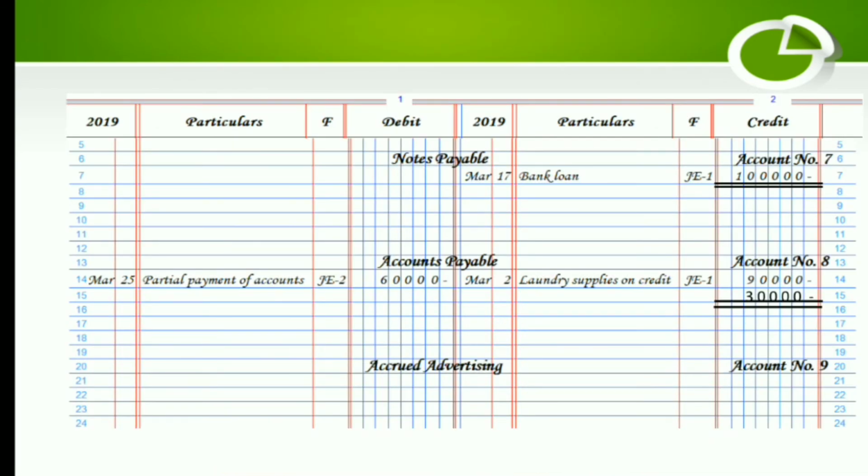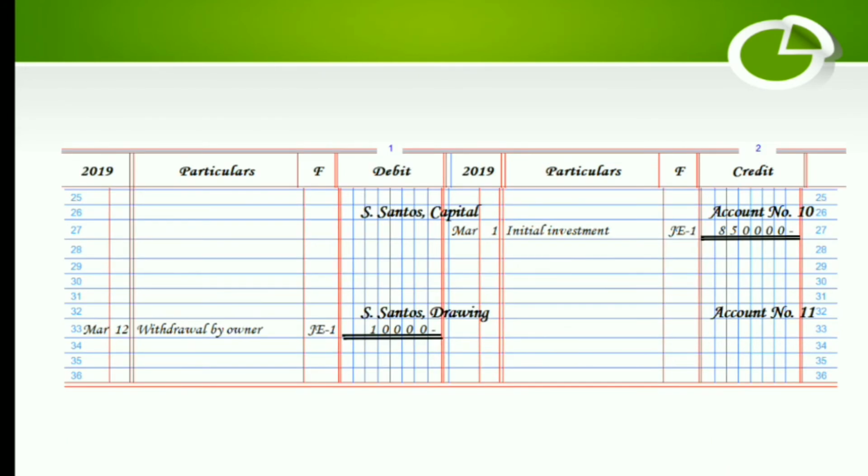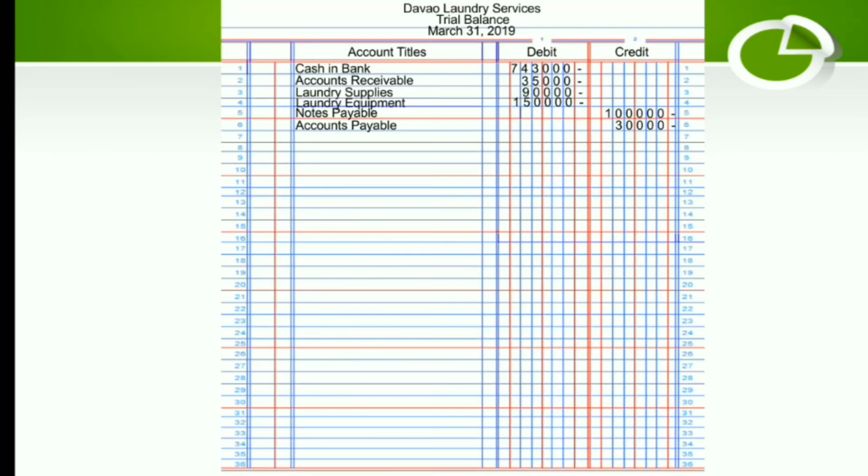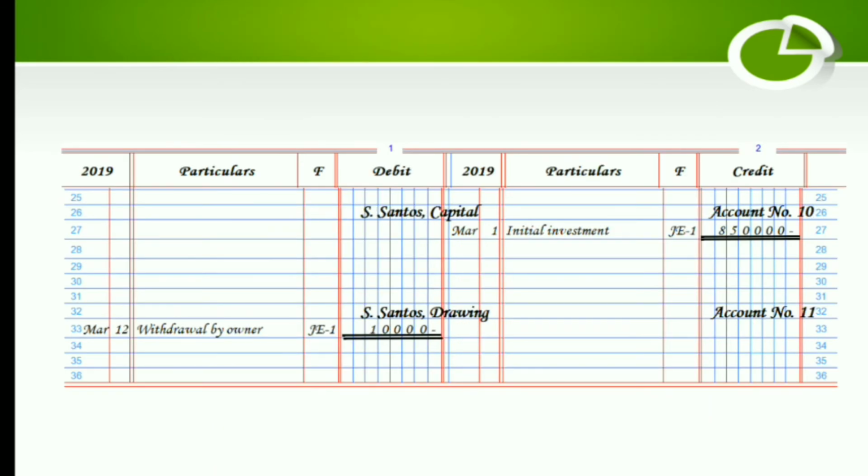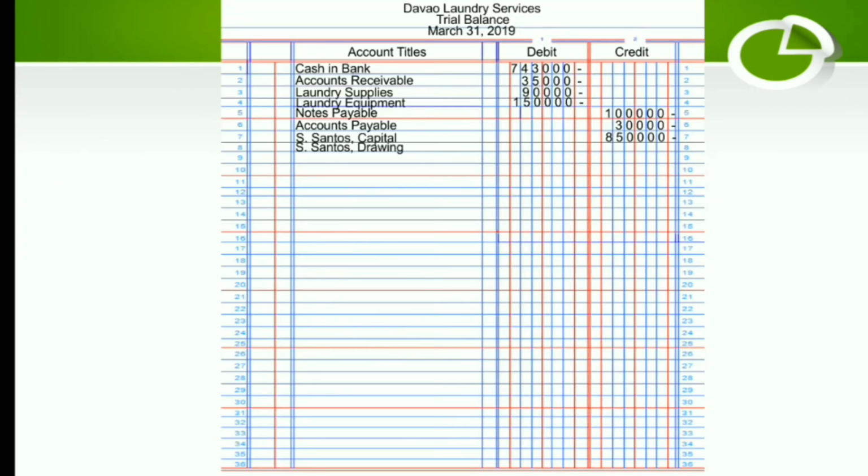Next is accrued advertising. So, walang laman. So, skip natin siya. And let's move on to account number 10, S. Santos Capital. There is a credit balance of 850,000. So, S. Santos Capital, 850,000. Next, S. Santos Drawing with a debit balance of 10,000. So, kopyahin natin siya. We have S. Santos Drawing, debit, 10,000.